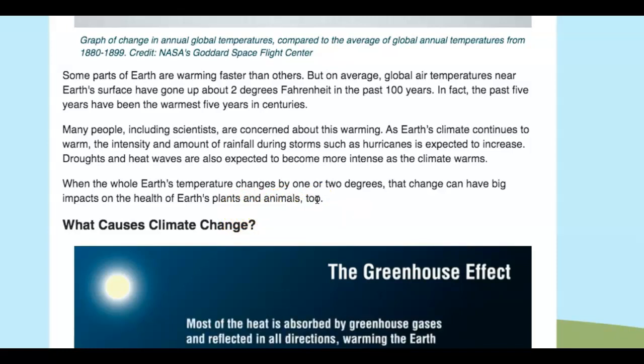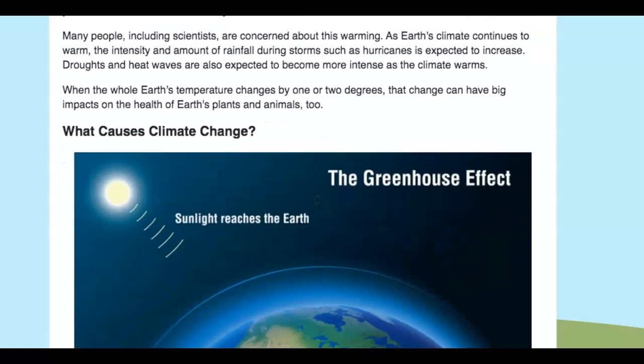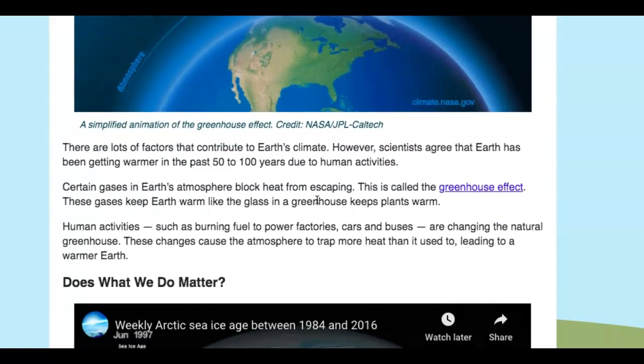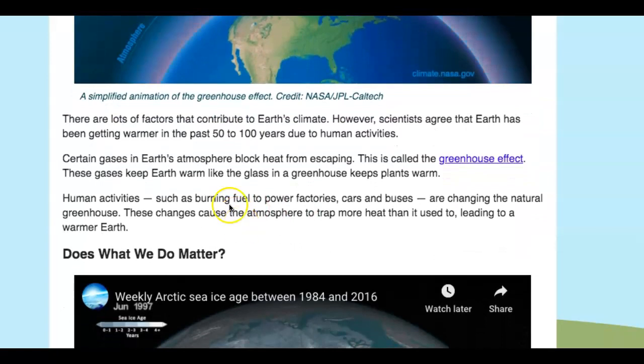Ooh, so now that really makes sense why EarthDay.org is making climate change and global temperature so important. There are lots of factors that contribute to the Earth's climate. However, scientists agree that the Earth has been getting warmer in the past 50 to 100 years due to human activities. It has to do with us.